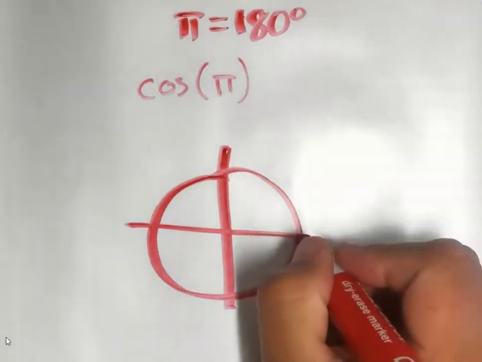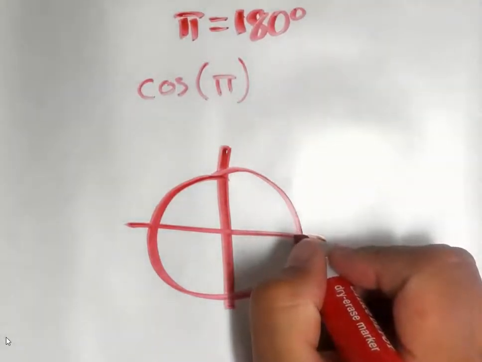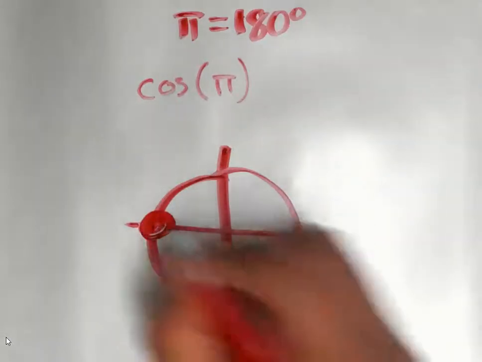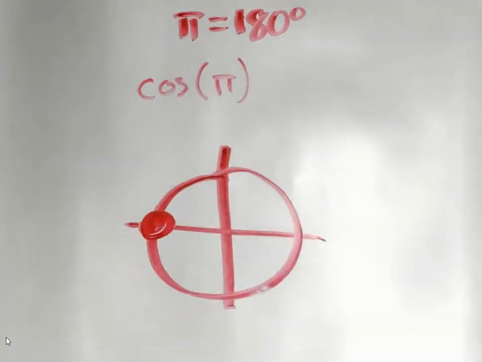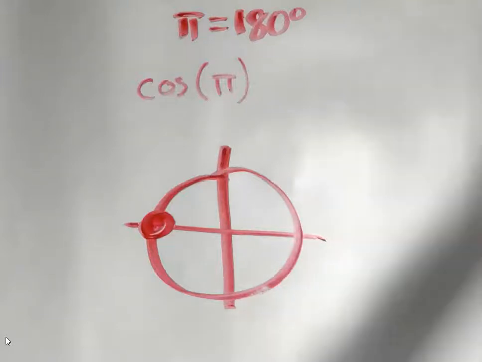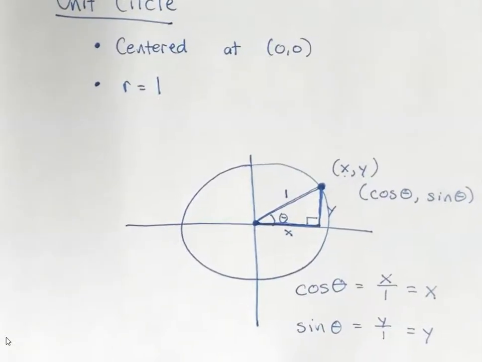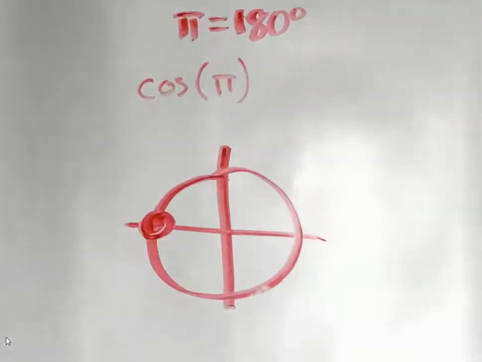So if I'm plotting a 180 degree angle or a pi radian angle starting on the positive stretch of the x-axis, that's going to put me right here. Cosine of pi corresponds to the x coordinate of that point. That's what we said when we did this work on this other page, right? The x coordinate is given by cosine of the angle, or the x coordinate gives cosine of the angle.